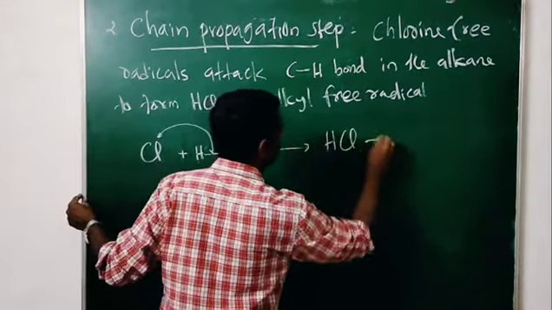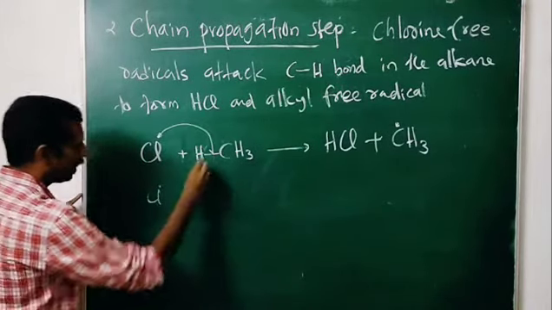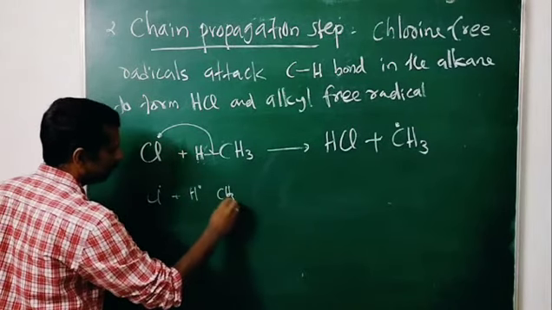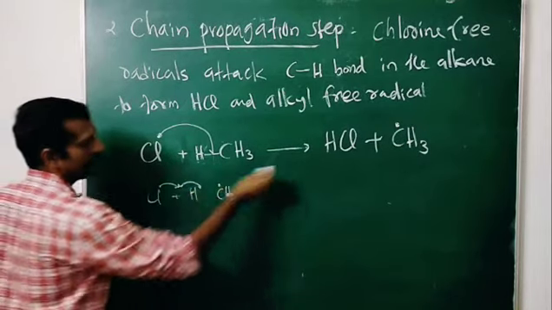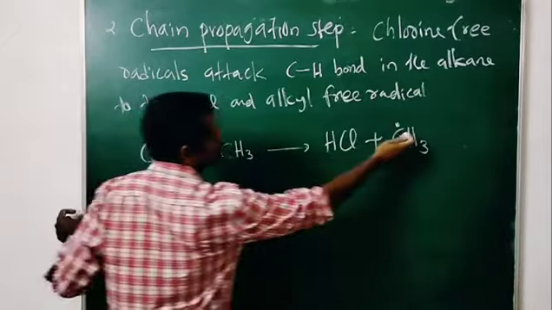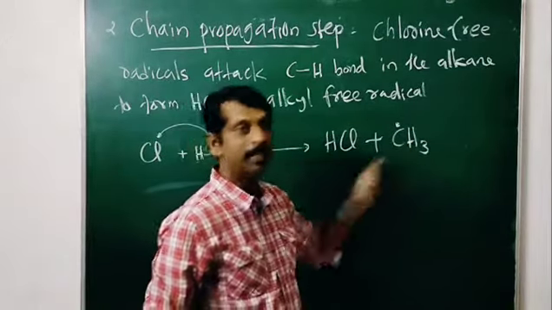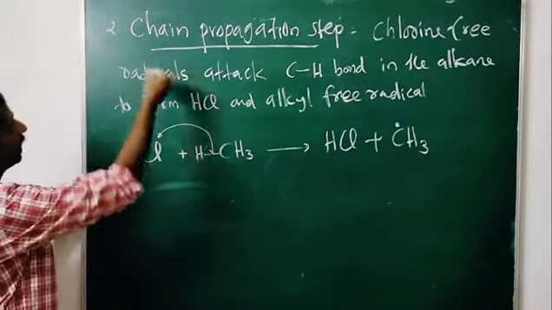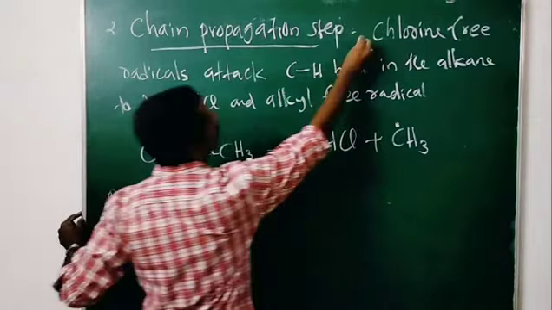Once again, this bond breaks homolytically. So what will form? Cl free radical, H free radical, and CH3 free radical. These two will join together, Cl free radical and H free radical. So what will form? HCl. Then what is remaining? CH3 free radical. This is methyl free radical. Then in the next stage, this is A.